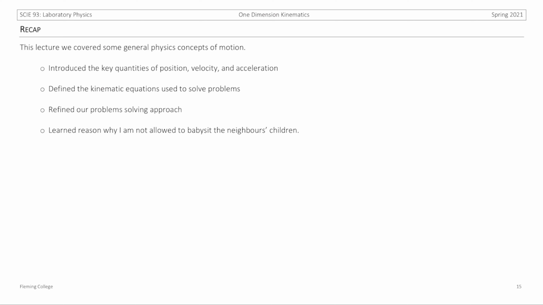We've covered a lot in this lecture. We were really looking at our general physics concepts of motions, which means we introduced the key quantities of position, velocity, and acceleration. And we also defined the kinematic equations that we're going to use to solve problems. Now, I don't expect you to memorize equations. You are getting a formula sheet that has many equations on it. Your job is to understand those equations and to know how to apply them.